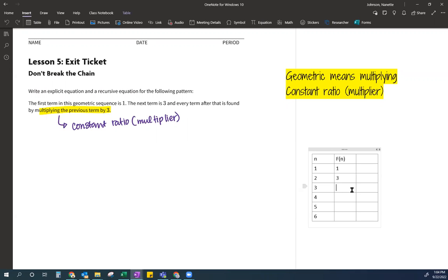So for our next term here, remember, it says that you're going to multiply by 3. So if this term is 3, what is the next term going to be? I got a couple of yeses, good job. And then I got a couple of people who are a little bit off.